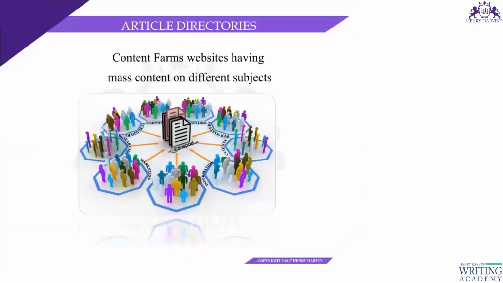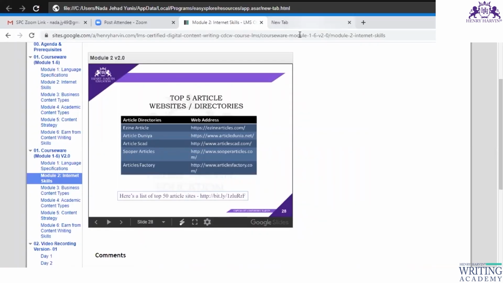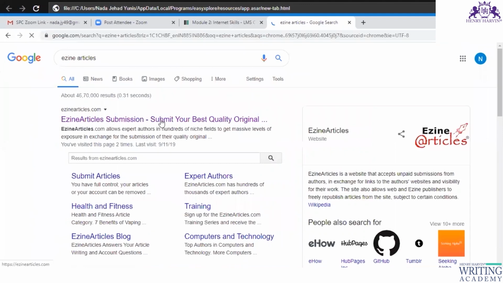So article directories are content farm websites having mass content on different categories and subjects. Now we have the top 5 article directories. You can say eZine, Article Dunya, Article Card, Soup Article, Article Factory, and all of these. So let's pull up eZine Articles. Yeah. And also you can submit your article.